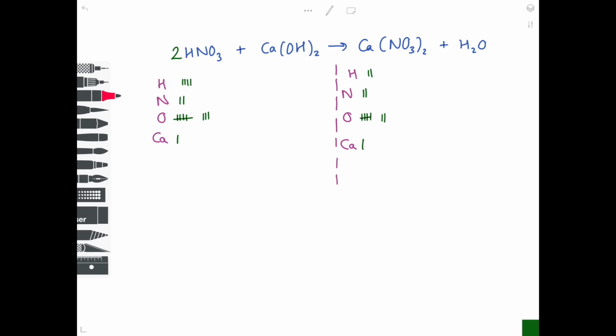So the nitrogens are happy, the calcium is happy, but the oxygen and hydrogens aren't, so I'm going to put a 2 in front of water to make that 4 hydrogens. And now adjust the oxygens, so you now have 8 oxygens. And look, the whole thing is balanced because you have 4 hydrogens on both sides, 2 nitrogens, 8 oxygens, and 1 calcium, so that is indeed balanced.